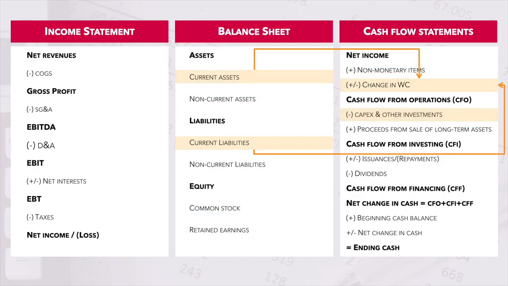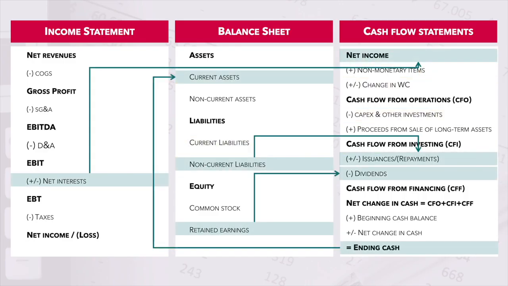Also, the working capital links the balance sheet to the cash flow statement, particularly changes in working capital. Working capital is the difference between operating current assets and liability. Its change from a period to the next is reported in the cash flow from operations. Like any other asset, working capital drains liquidity when it grows and it releases liquidity when it shrinks.